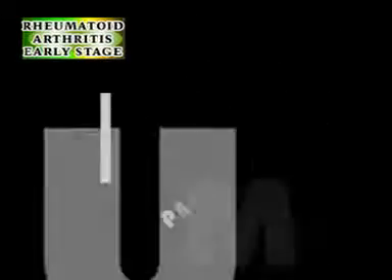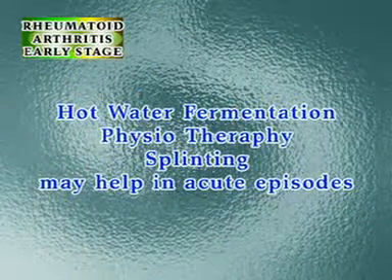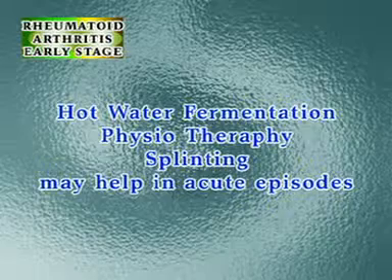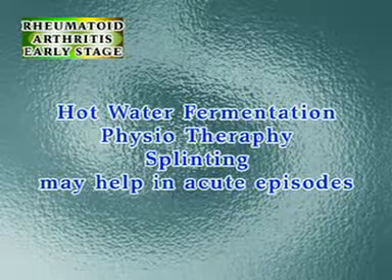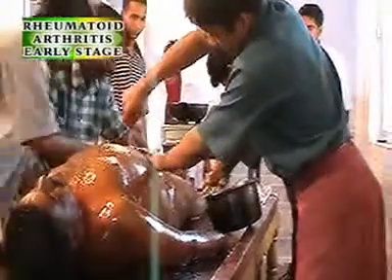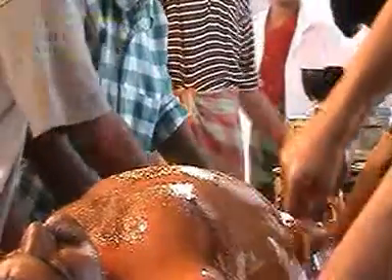Of late, there are quite a few new medicines available to control the disease process of rheumatoid arthritis. Hot water fomentation and physiotherapy, sometimes splinting, may help in acute episodes. Alternative medicines like Ayurvedic and Siddha do offer excellent pain relief at an early stage. So far we talked about early osteoarthritis and rheumatoid arthritis.